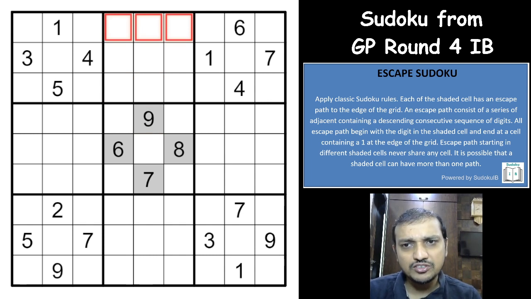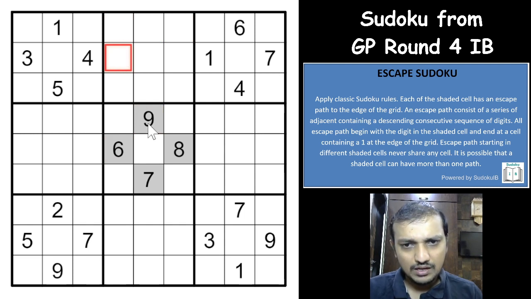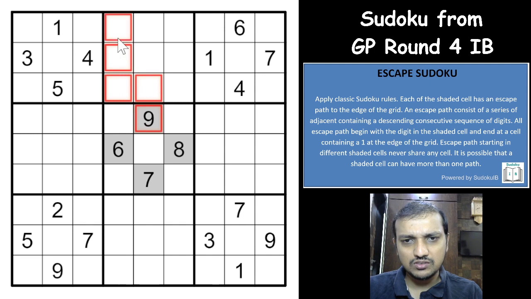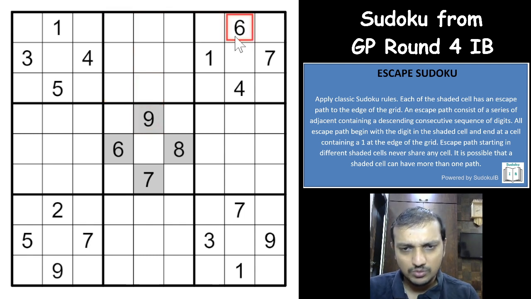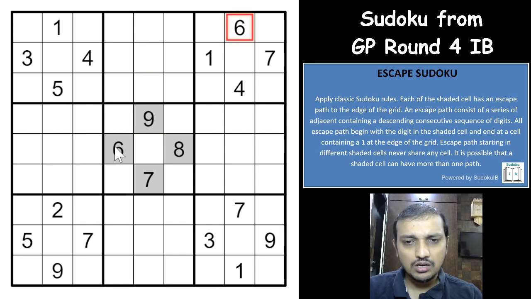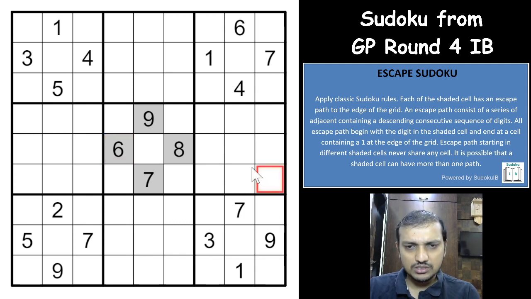Escape paths starting in different shaded cells can never share a cell. So you cannot have 2 escape paths passing through the same cell. For example, if you have a 9 here, you'll have 8, 7, 6, 5, 4, 3, 2 and 1 here. So you will have a path like this, which ends at the edge with a 1. You will have exactly 4 paths, and the length of the path is already given by the starting digit in the shaded cell, and it is possible for a shaded cell to have more than one path. With that we shall start solving this Sudoku.